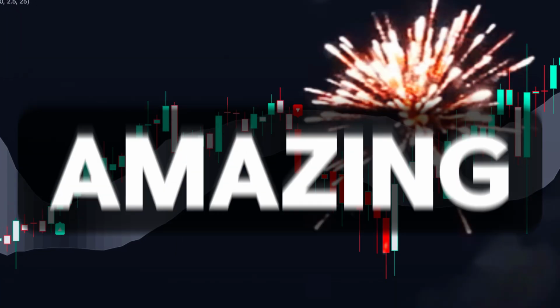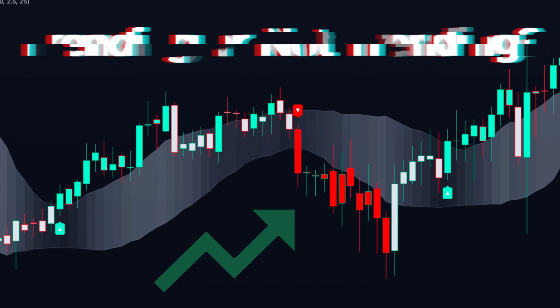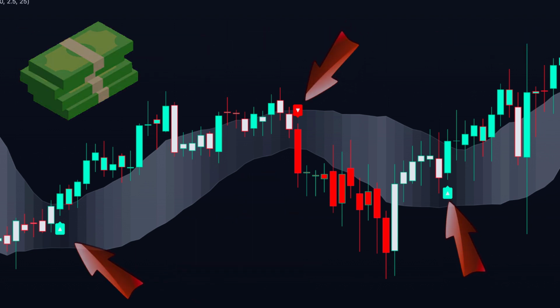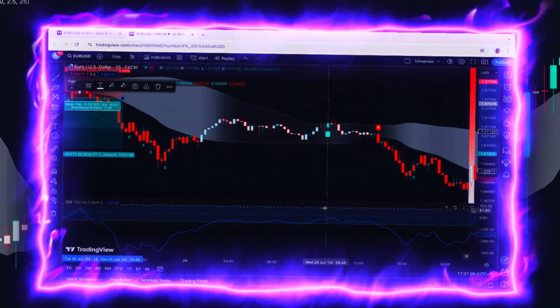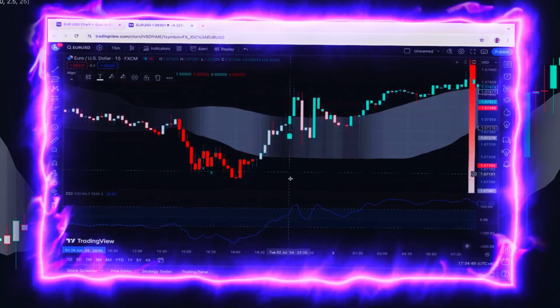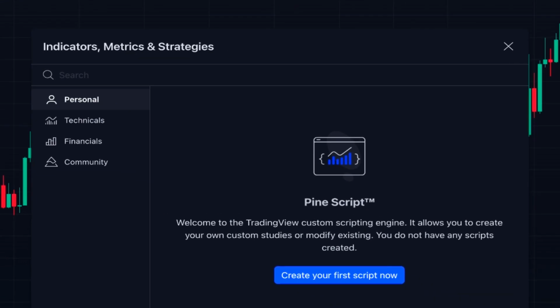This indicator is amazing. It helps you to know if the market is trending or not trending. It helps you to measure the strength of the current trend, and it also gives you buy-sell signals. And in this video, I'm going to teach you a trading strategy based on this indicator that gives the most accurate buy-sell signals ever.